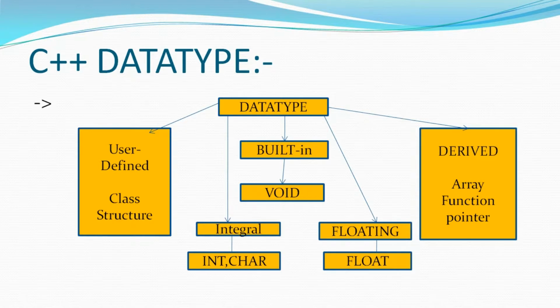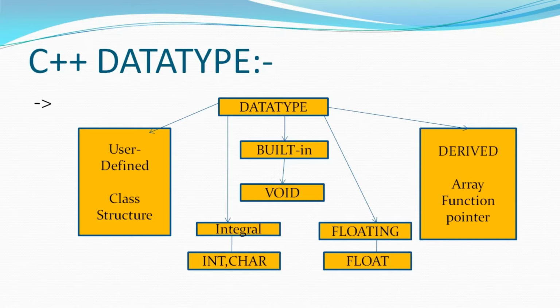So this is the basic structure of C++ data types. Here a data type is of three types: user defined, built-in, and derived. First let's put our focus on built-in. Built-in actually means that it is already understandable by the compiler, that is predefined in the standard libraries. So the first one is integral. This type of built-in data type holds data types like int and char.